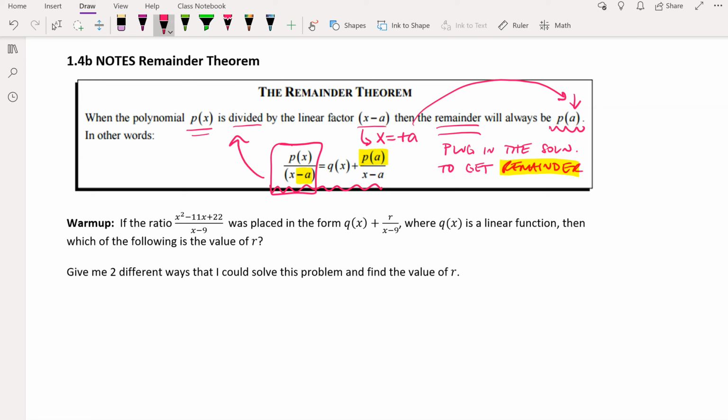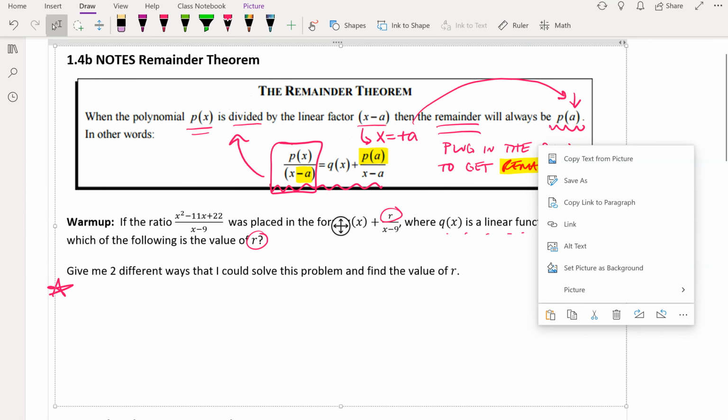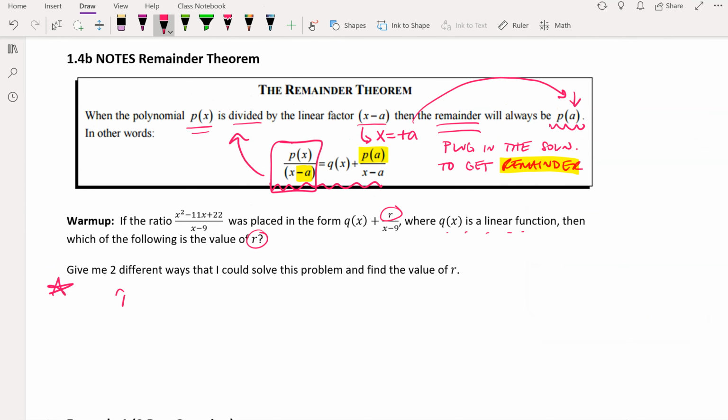So where q of x is a linear function, which of the following is the value of r? So it's asking us, what is the remainder? Give me two different ways that I could solve this problem and find the value of r. We have two possible ways, and I want you to give me both of them, or your ideas. Go.